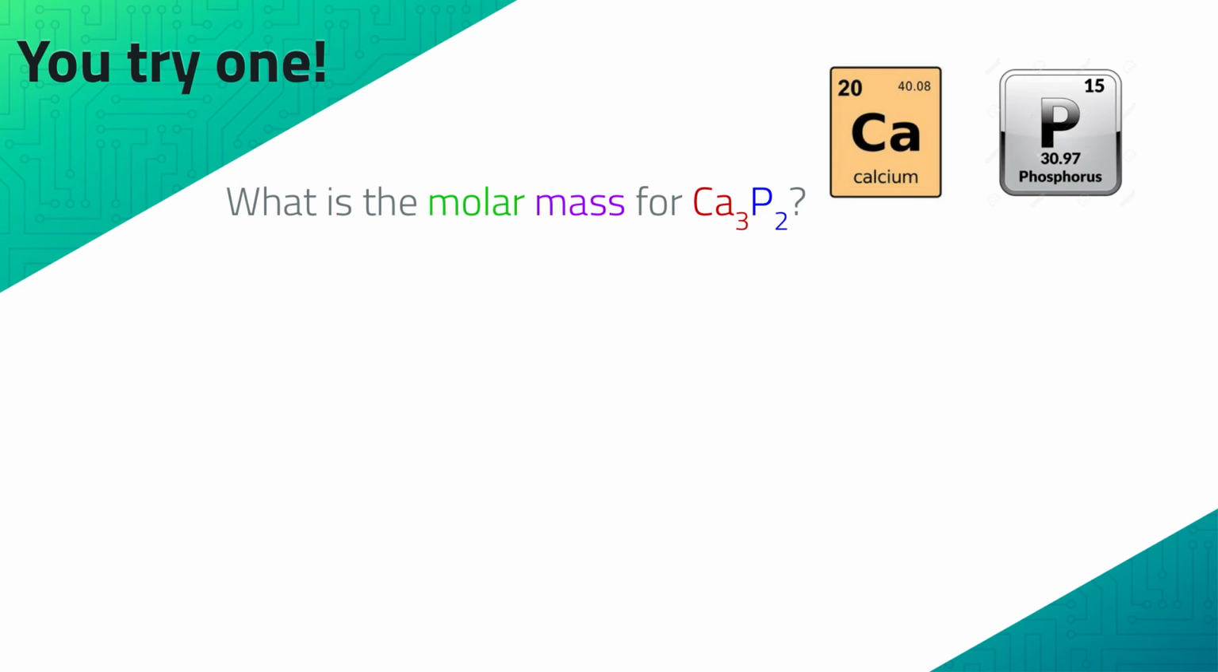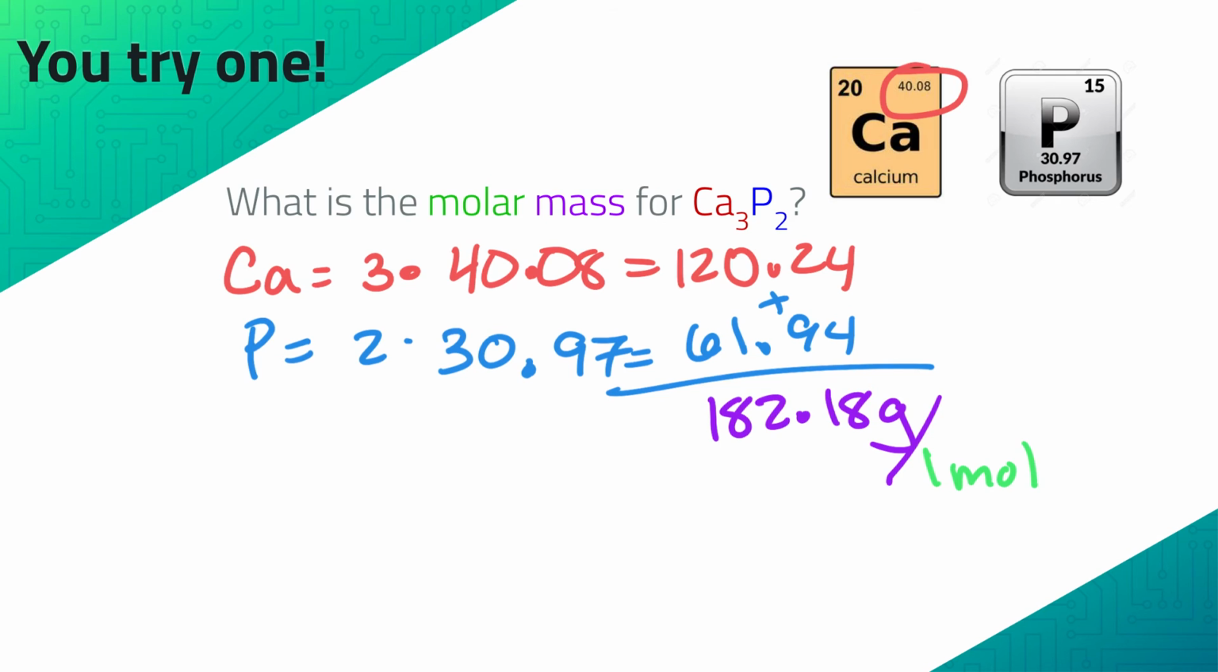You try: what is the molar mass for calcium phosphide? If we are going to do this, we've got calcium. There are 3 calcium atoms times the molar mass of calcium, which is 40.08. And then for phosphorus, we've got 2 phosphorus atoms times the molar mass of phosphorus. When we add those numbers together, we get 182.18 grams per 1 mole of, and then let me write my substance, which would be Ca3P2.